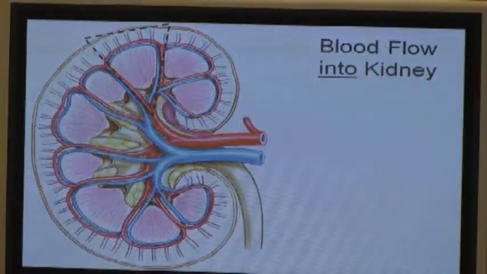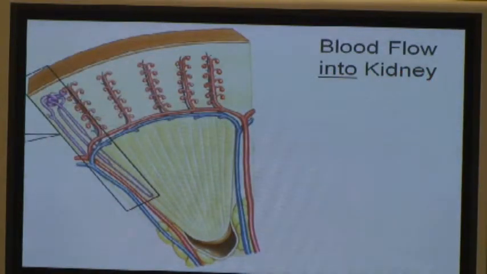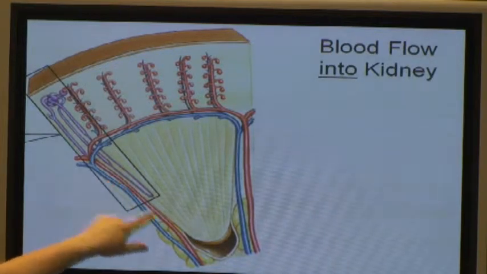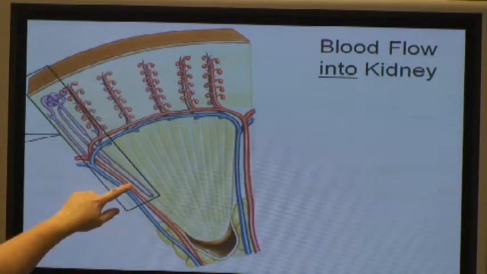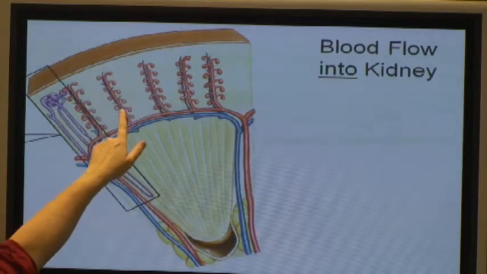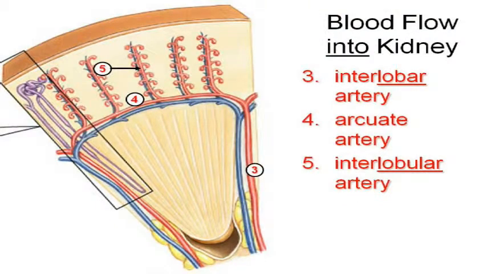Now, if we blow this part up, okay. All right, this red one here, this would be the what? Interlobar, because it's going to be between the pyramids. Interlobar. This would be the arcuate. This would be the interlobular. Right? Or cortical radiate. Okay? I just want to make sure you hadn't gotten lost.